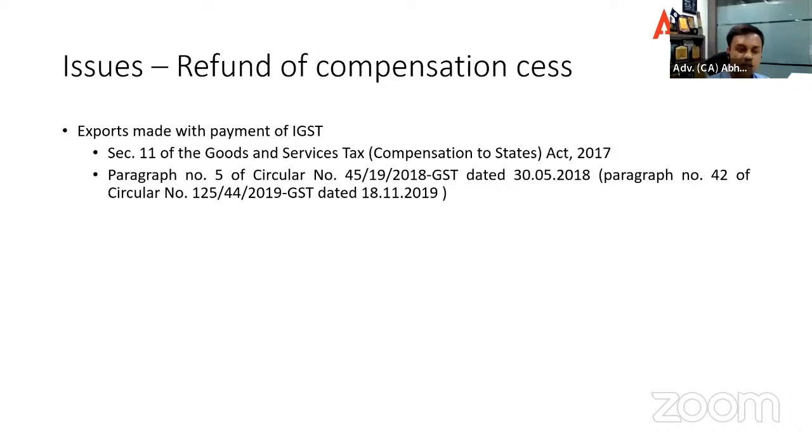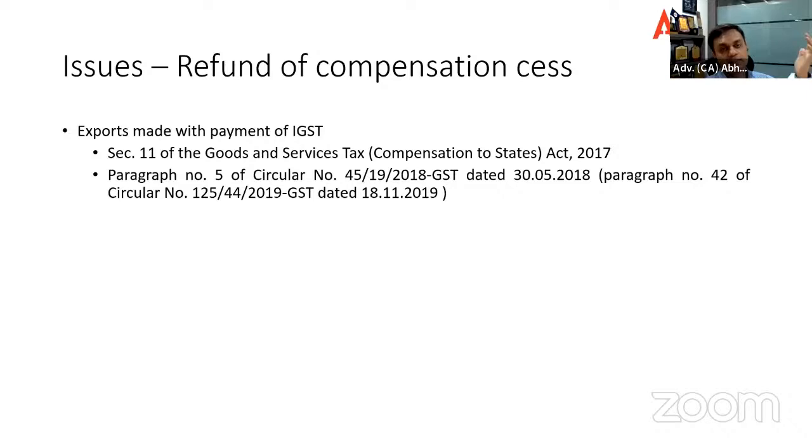To my mind, this circular certainly conflicts with section 11 of the GST Compensation to States Act. If you see section 11 of this particular law, it says that all the provisions of the CGST Act and IGST Act are to be applied to the cess law, mutatis mutandis. Now, what does this phrase mutatis mutandis mean? It means that wherever the word GST or tax has been used in the CGST Act or IGST Act, that has to be replaced by the word cess.